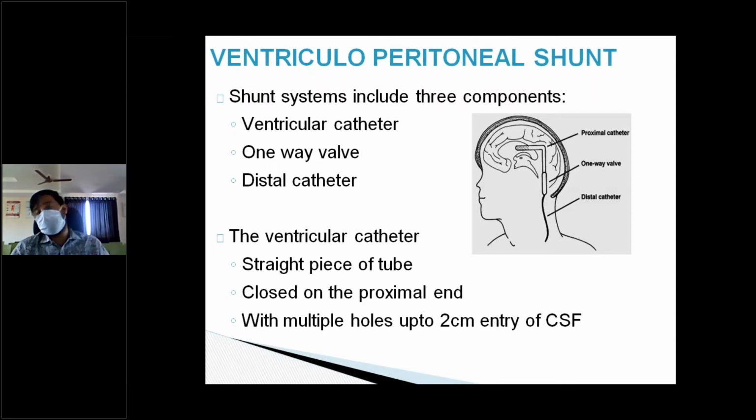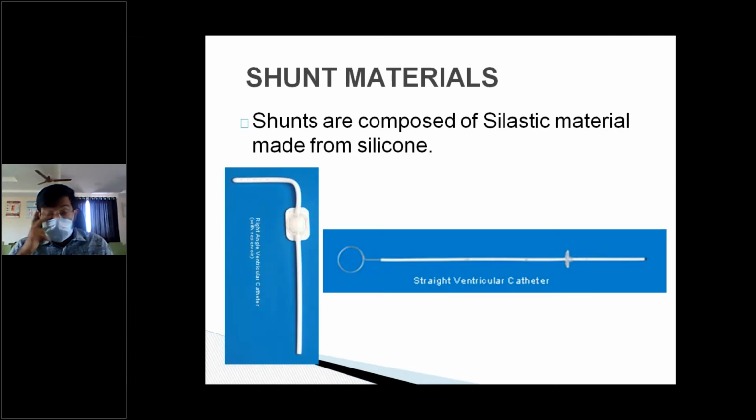Shunting works on the basic mechanism of shifting the excessive fluid from the ventricles to the other side. Generally, it is like a pipe irrigation system. These are the parts of the ventricular catheter: the straight piece of tube closed at the proximal end with multiple holes up to 2 cm. The material used in making the shunts is elastic, made from silicone. This is the straight ventricular catheter, and this is the right angle ventricular catheter.